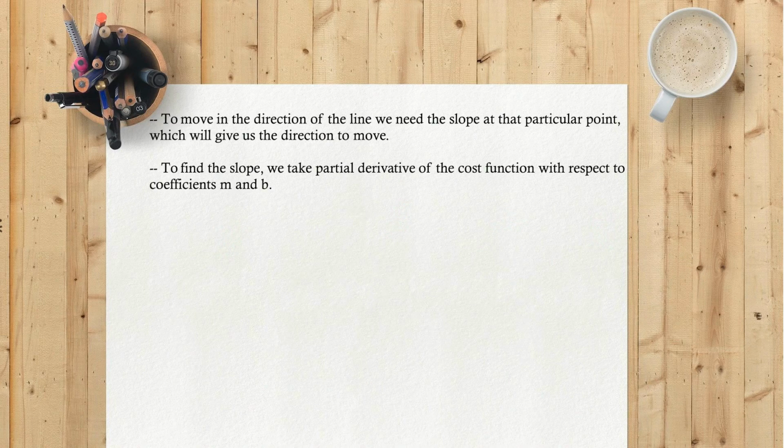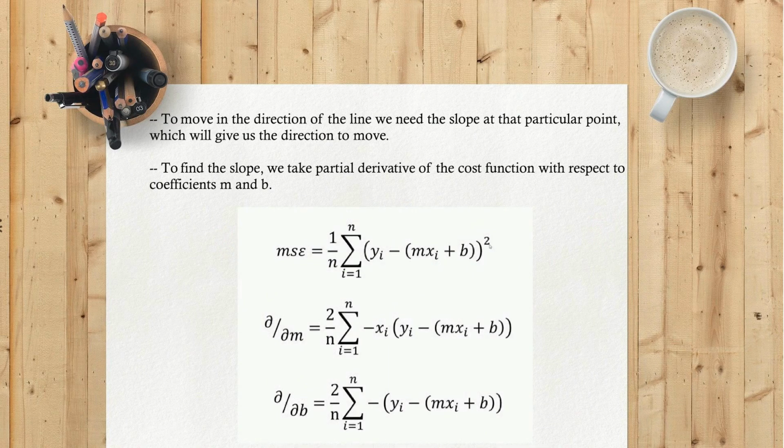To move in the direction of the line, we need the slope at that particular point, which will give us the direction to move. To find the slope, we take the partial derivative of the cost function with respect to coefficients m and b.